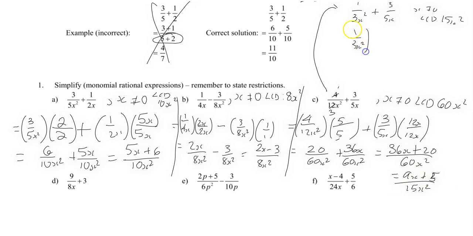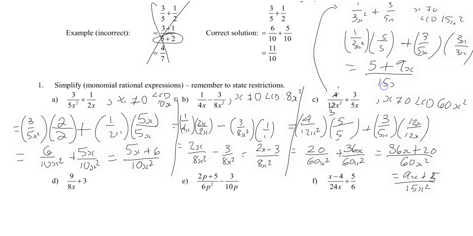1 over 3x squared. So I want to get a 15x squared. We've got to put a 5 top and bottom. And 3 over 5x, we've got to put a 3x top and bottom. So up here we get 5. So I'm just going to do this: 5 plus, and over here 9x, and our common denominator is 15x squared. Right? And these two are the same, the order is different, but it's fine.